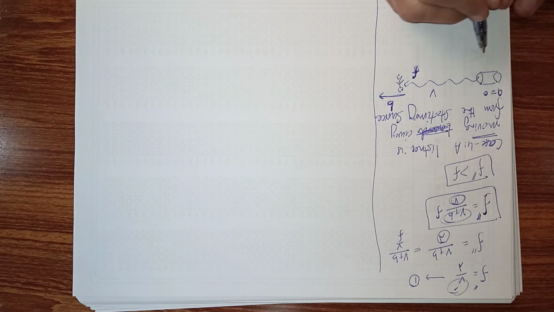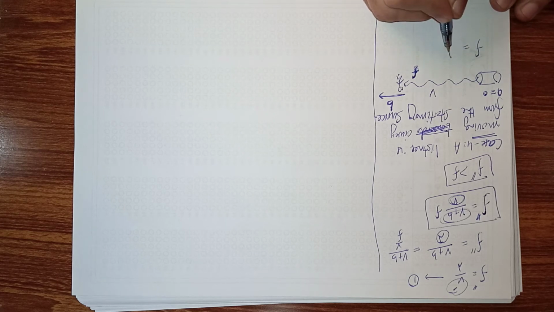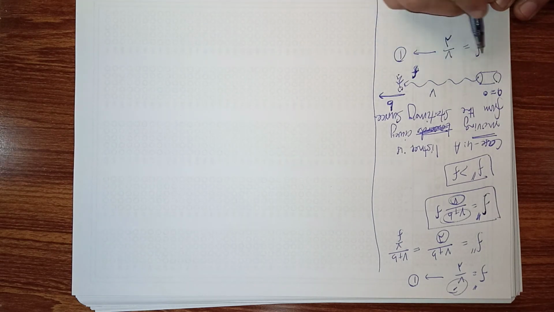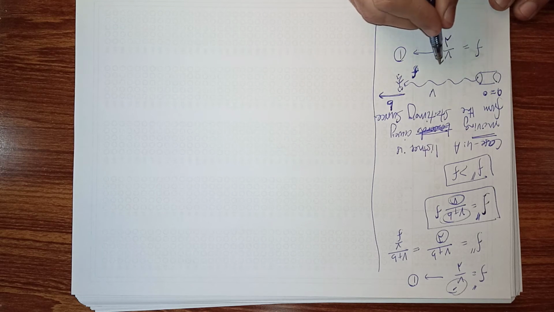Now look here, the general equation for the frequency is f is equal to v by lambda. This is labeled equation number 1. Now look here, v and frequency both are directly proportional, so if speed changes, the frequency will change.